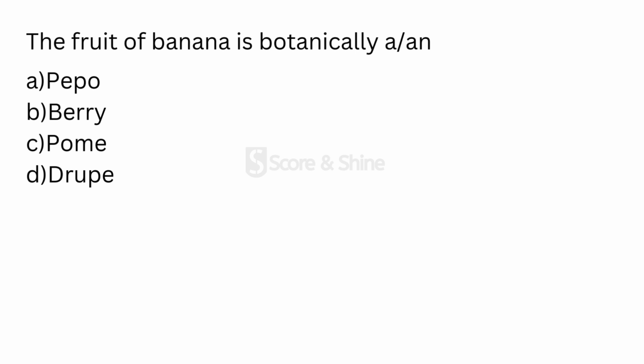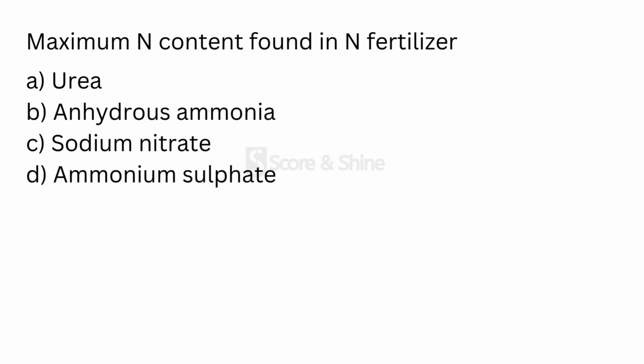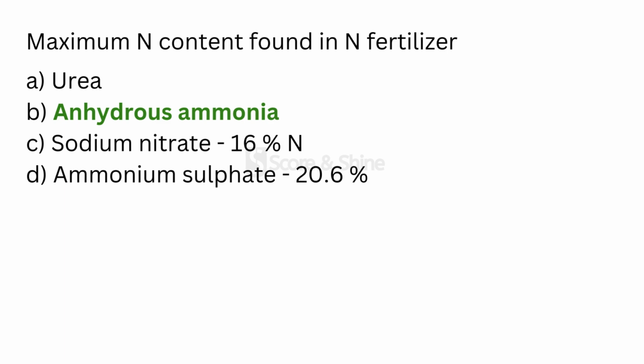And next, the fruit of banana is botanically? It is a berry. So banana is Musa species and it belongs to the family Musaceae. And next question, maximum nitrogen content is found in which nitrogen fertilizer? So among the given options, the correct answer is anhydrous ammonia. So here sodium nitrate has 16% nitrogen and ammonium sulfate has 20.6% nitrogen and urea has 46% nitrogen and anhydrous ammonia has 81% nitrogen, which is the maximum nitrogen content in the N fertilizer in the given options.